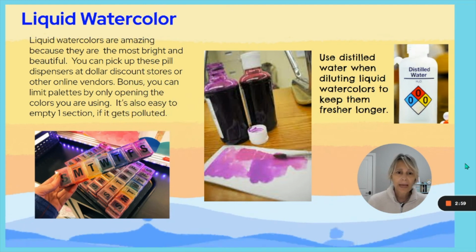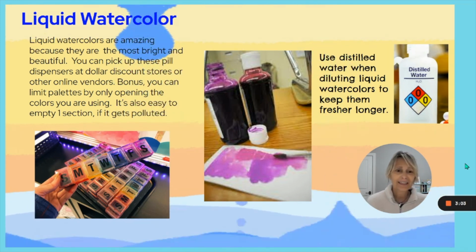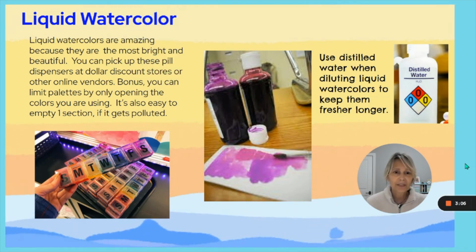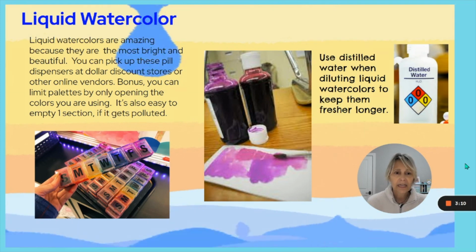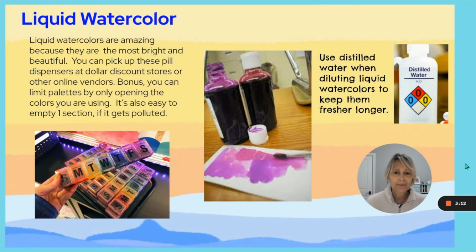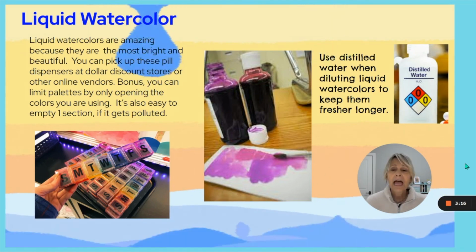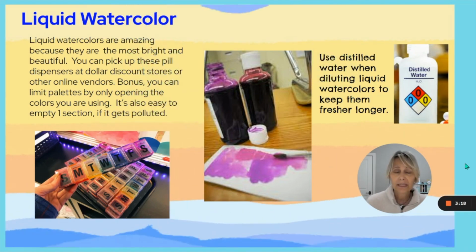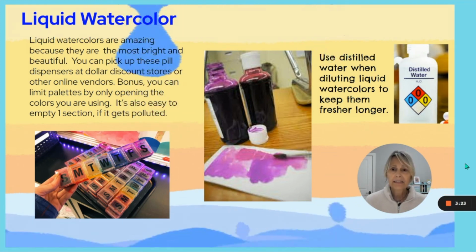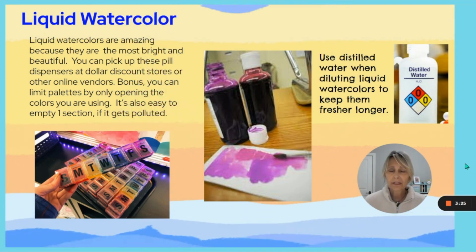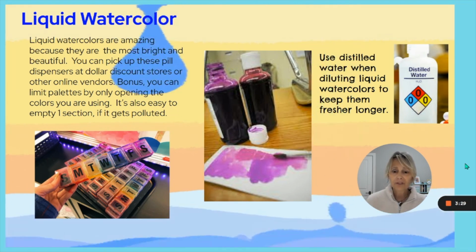You can limit your palettes if you're using containers like this pill dispenser that I came across. The lids are easy to open and close. You can dump out just one color if it gets polluted. The yellow always seems to be the one that gets polluted the most because the dirty brush goes in the yellow and the yellow's not yellow anymore. And then I was having trouble with these getting a little rancid and stinky after a few weeks. I did find someone posted that if you use distilled water when you dilute them, it keeps your paint fresher longer.